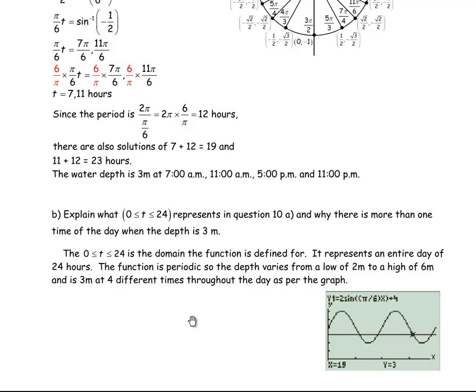So in B, and I've already done some of that explaining, we're to explain what 0 to 24 represents, and that's the fact that we're talking about exactly one day. The domain this function is defined for is the 24 hours of a day. And there's more than one time a day when the depth is 3 meters because it's a periodic function. I've graphed an image from my graphing calculator here. The vertical scale is 1, so this would be 3 right here. So there's the 7 hours, 11 hours, 19 hours, and the 23 hours right here. Because it varies from a low of 2 to a high of 6, it passes through 3 meters 4 different times during the day. So that's why there's more than one depth of 3 meters in a day.